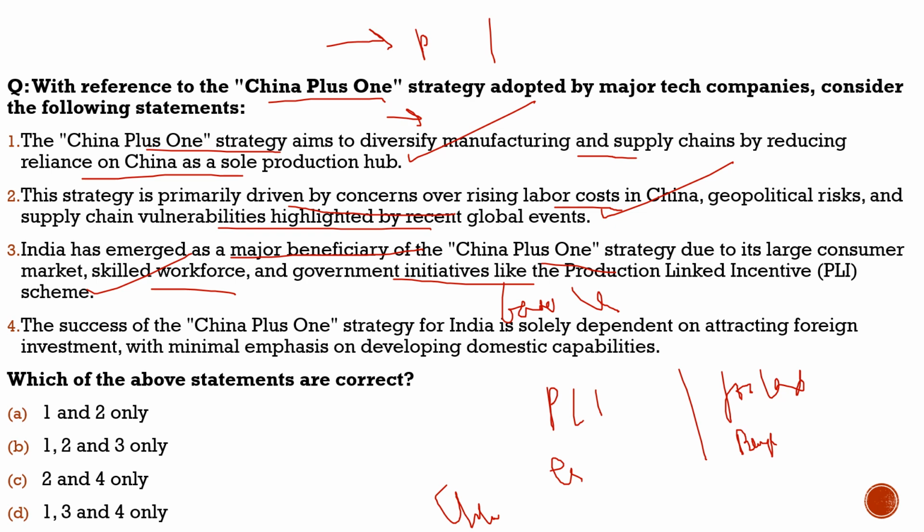Fourth statement, the success of China plus one strategy for India is solely dependent on attracting foreign investment with minimal emphasis on developing domestic capabilities. Totally incorrect. So with respect to this question, what are the correct statements? Correct statements are statement 1, statement 2 and statement 3 only. And from the code given below, the correct code is option B.